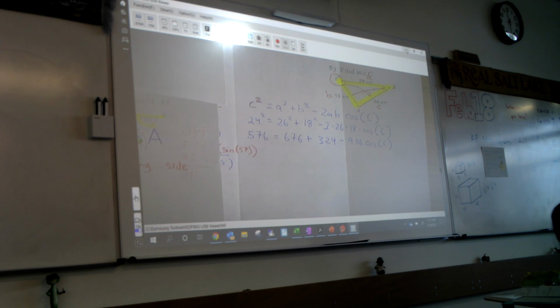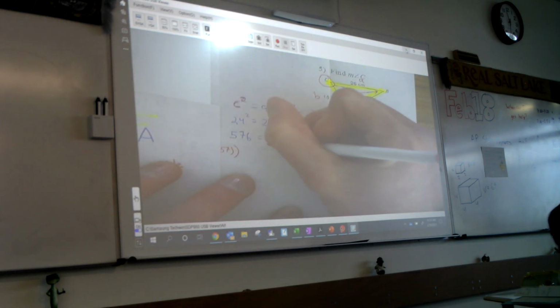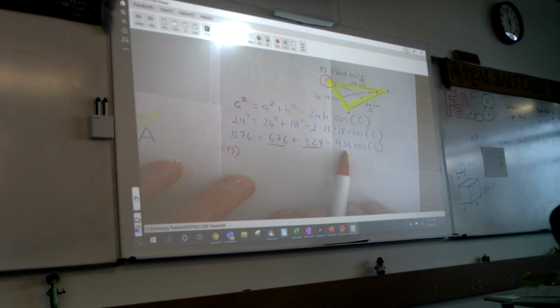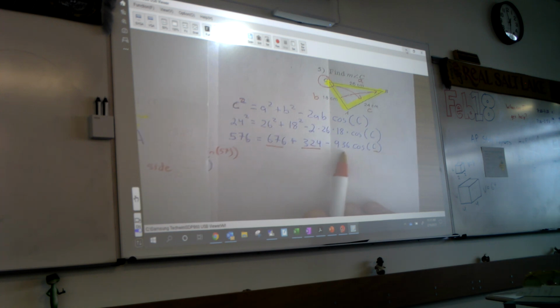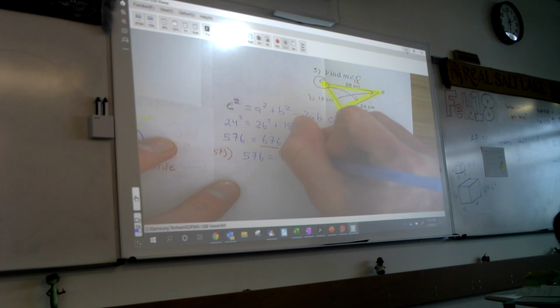All right, now our goal here is we want to solve for C. We can combine some like terms. I can combine the 676 and the 324. But can we combine the negative 936? No, because it's attached to the cosine. They're not like terms, but that's a common mistake, so be careful. So let's just add those two together. They actually add up to a nice number, 1,000. That's neat.